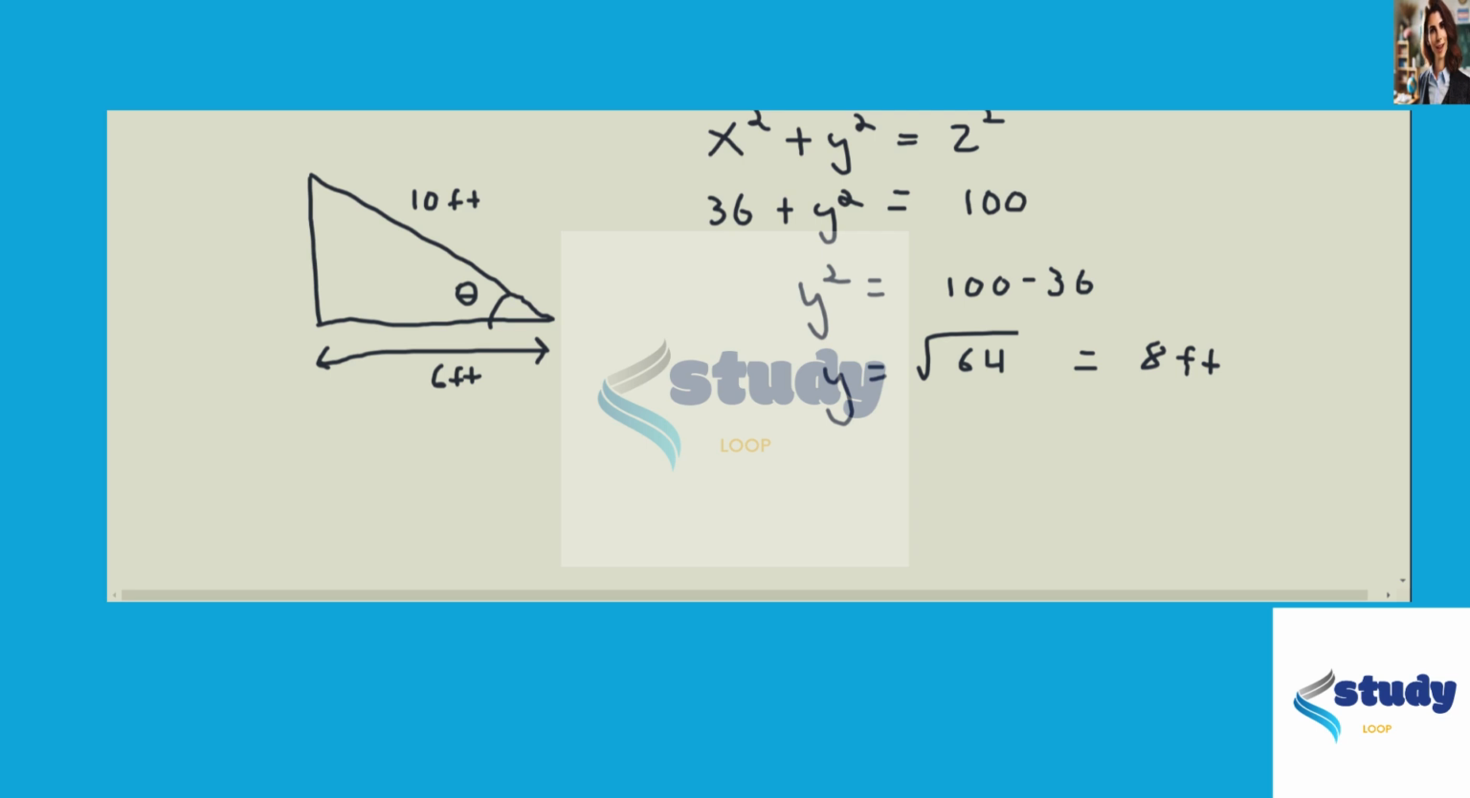All right, now we can use a sine function to describe theta. And we'll say sine of theta is equal to the opposite, which is y here, over the hypotenuse, which is 10. Now we know what our y is. We just calculated it. So we'll say that's 8 over 10.